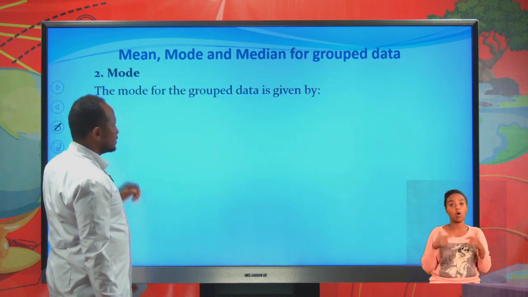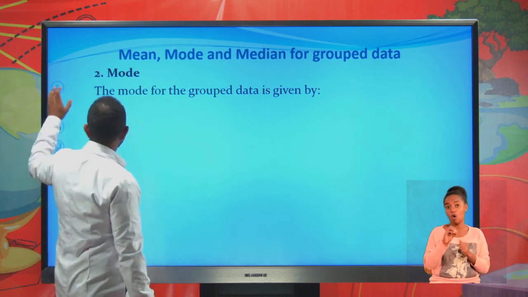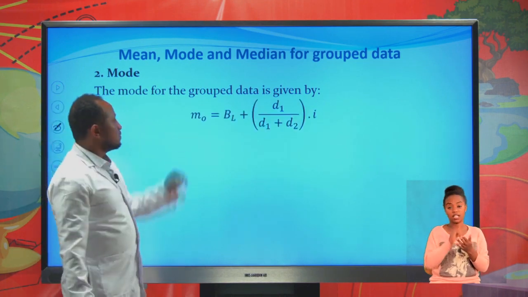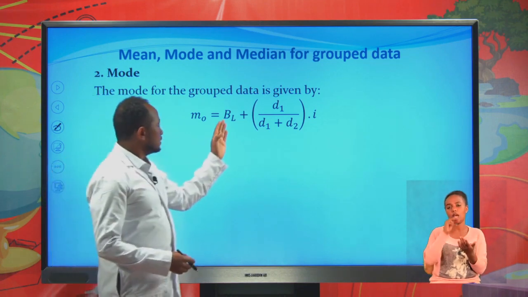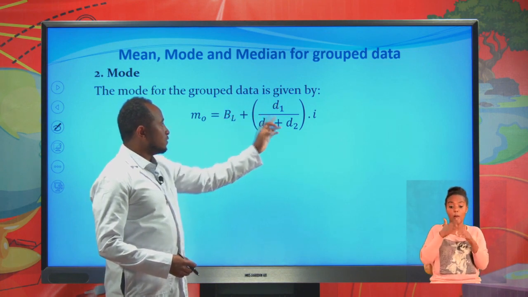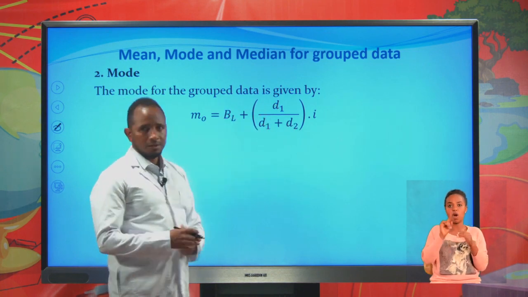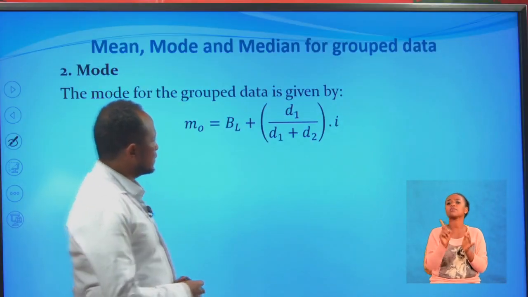Now let's see about mode. The mode for group data is given by this formula: mode equals the lower class boundary plus d1 over d1 plus d2, times I. So what does this mean? Look.